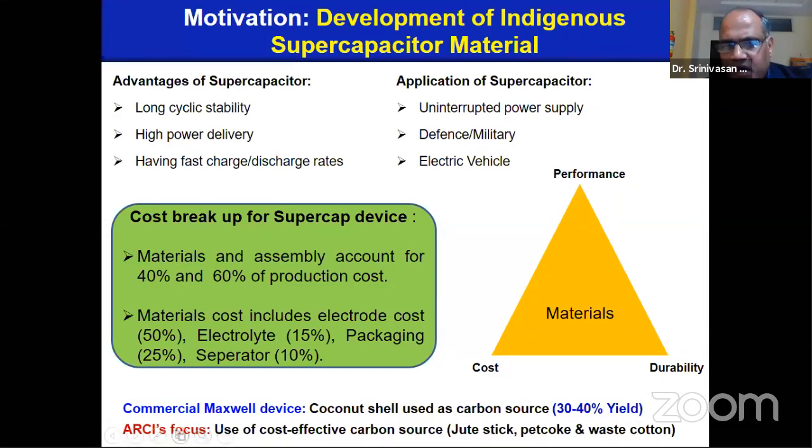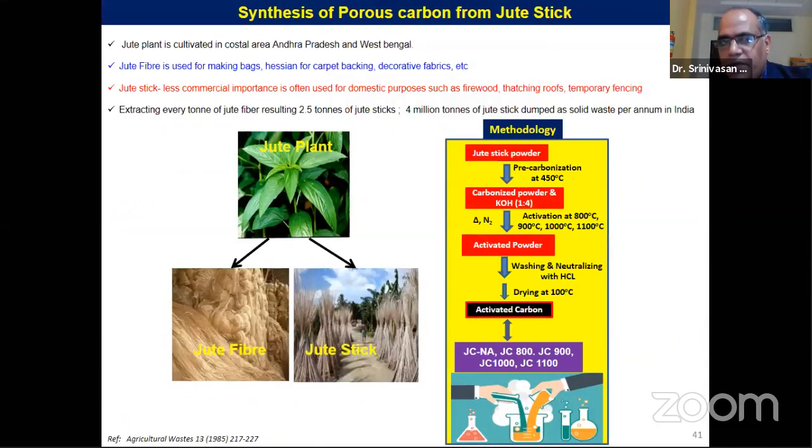So at ARC, we focused on using cost-effective carbon sources like jute stick, pet coke, and waste cotton as a carbon source to produce the carbon material. This is the jute plant, which is available in plenty in coastal Andhra. A very interesting statistic is that the jute fiber has commercial value, but the jute stick doesn't have any; it is used for domestic purposes, for cooking or burning.